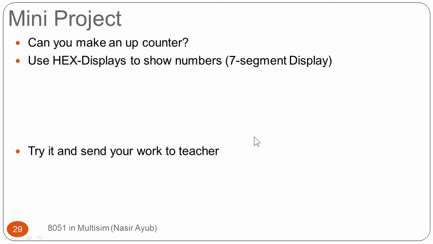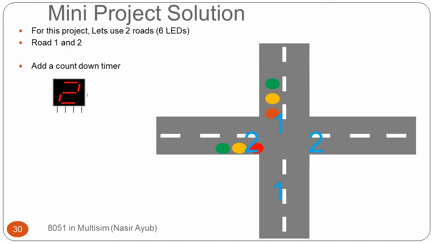So what do you want? Do you want to try it and send it to me, or am I going to do it? Let's do it. Okay, let's say this is our project. This is a solution to a project. And we have two roads, road 1 and road 2. We'll do one set of lights for road 1, which will be same and common for this side also, depending on which side you drive, and road 2. And we will put a countdown timer using the hex display.